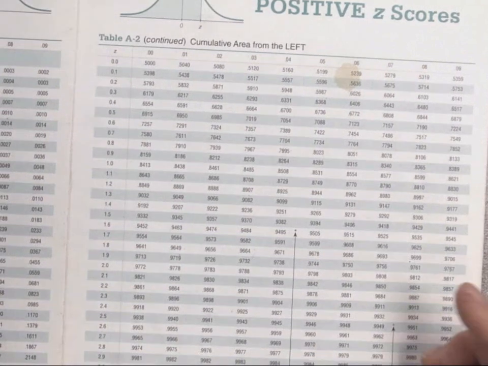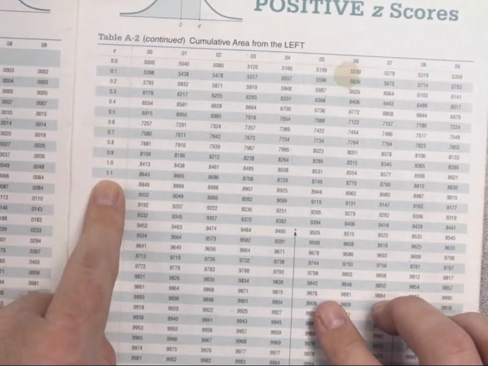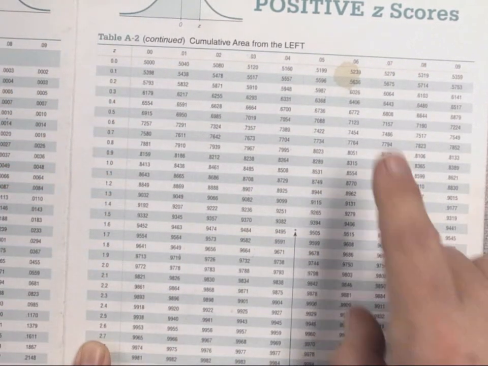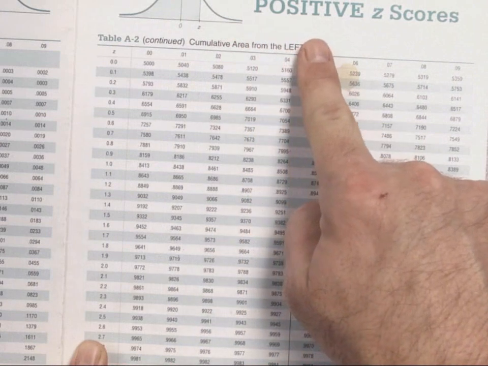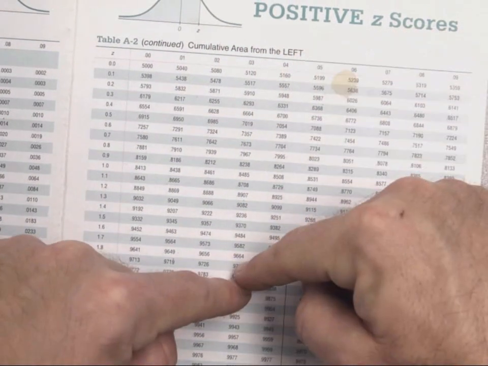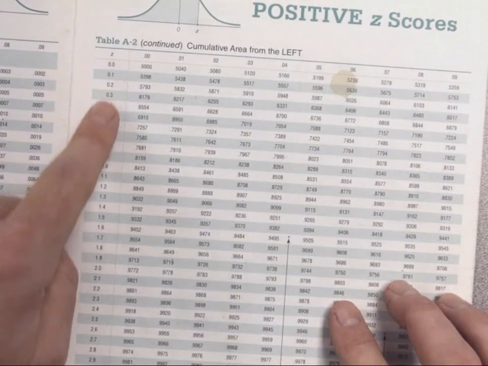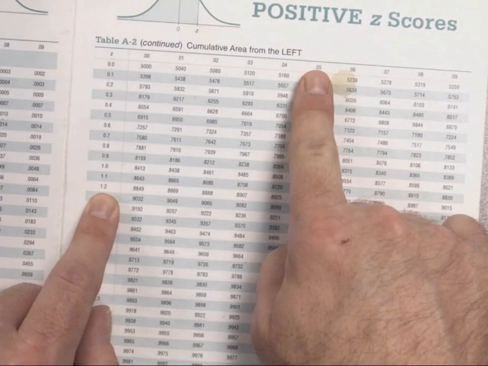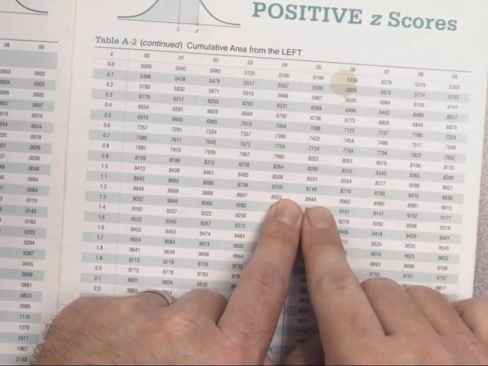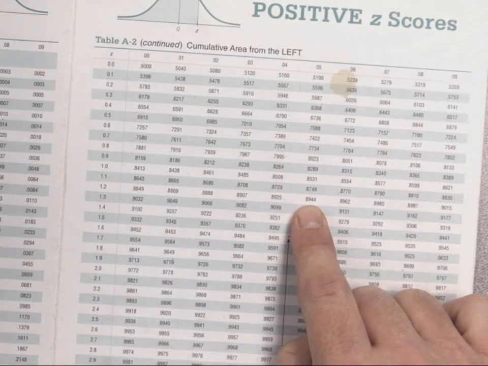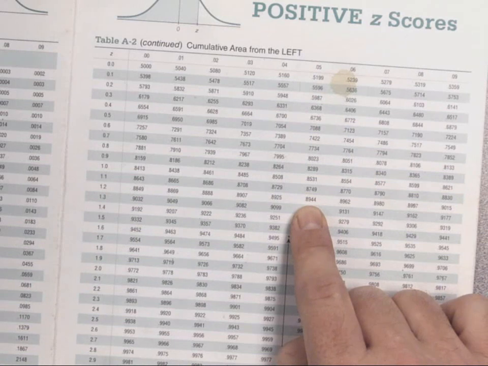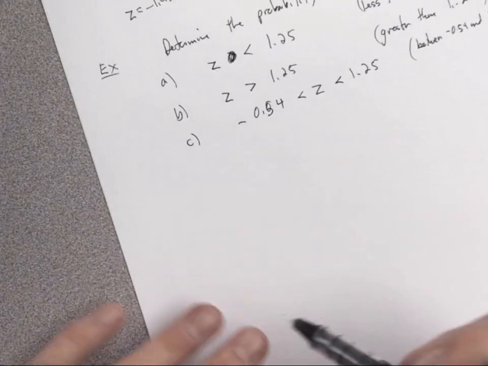So I need to find 1.25. I'm going to go down here until I find 1.2, and I'm going to go across here until I find 0.05, and then you just connect them together. Is that clear? Okay, so 1.2 is right there, 0.05 is right here. If I slide across this way and down here, I get 0.8944. You guys get that too? Okay, good. Yeah, double check.